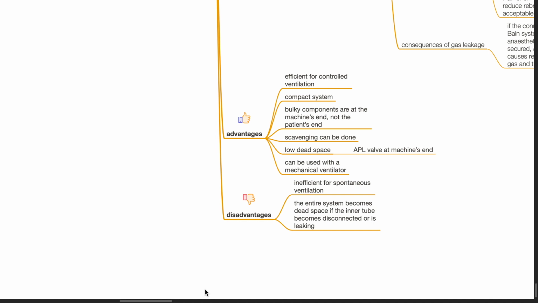Disadvantages. It is inefficient for spontaneous ventilation. The entire system becomes dead space if the inner tube becomes disconnected or is leaking.